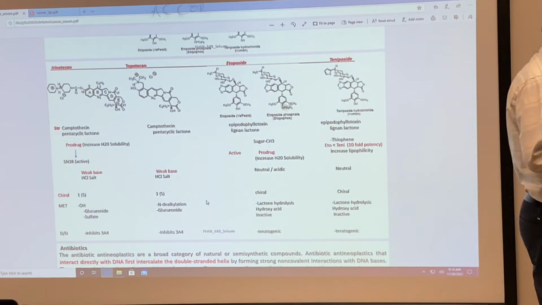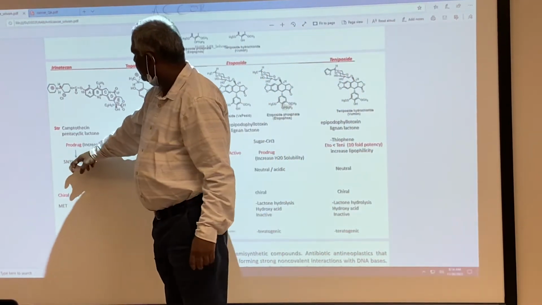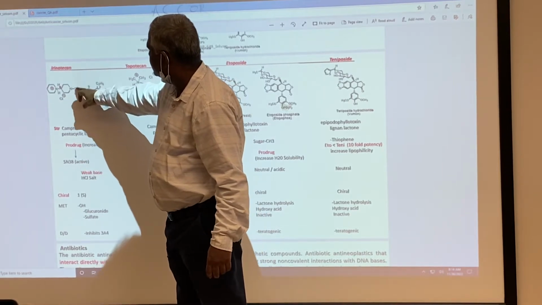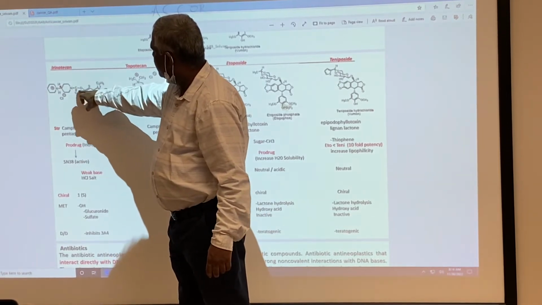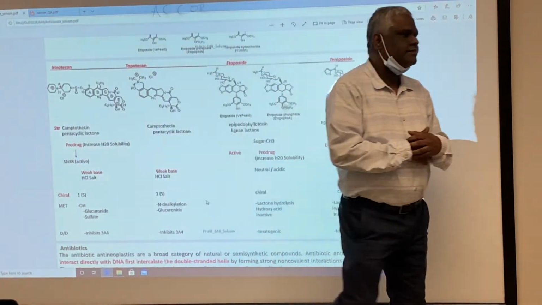Which one is the active metabolite? The one here, the SN38. So hydrolysis of this ester, we get a 10-hydroxy analog, that is the SN38, that is the active metabolite.